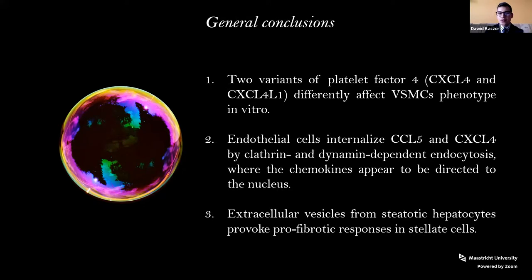So, general conclusions. First, the two variants of platelet factor 4, PF4 and PF4-ALT, differently affect vascular smooth muscle cells in vitro. Second, endothelial cells internalize CCL5 and PF4 by clathrin and dynamin-dependent endocytosis, where the chemokines appear to be directed to the nucleus. And third, extracellular vesicles from steatotic hepatocytes provoke profibrotic responses in stellate cells.